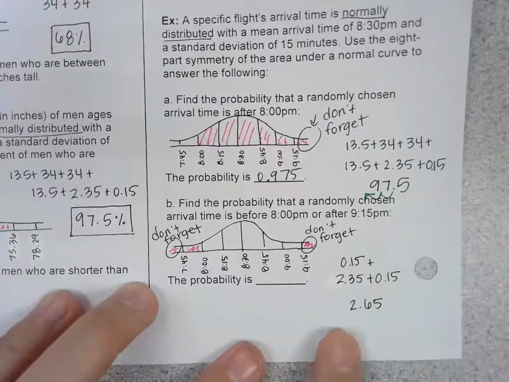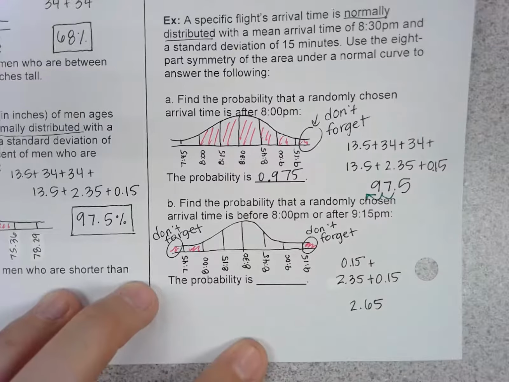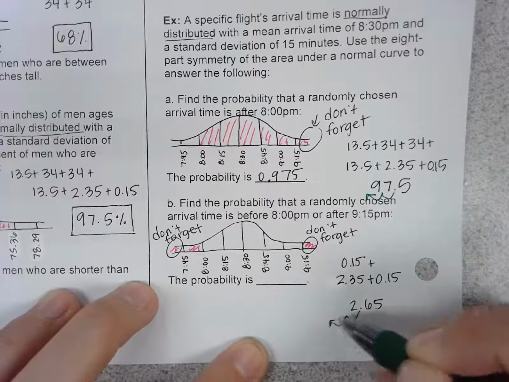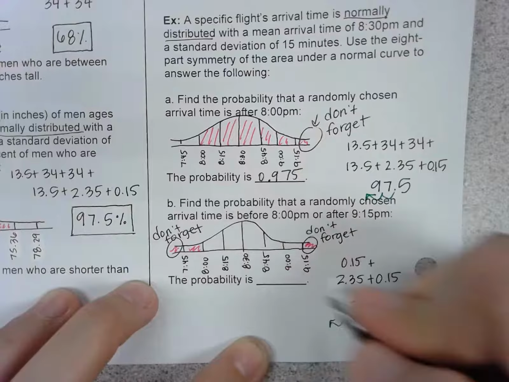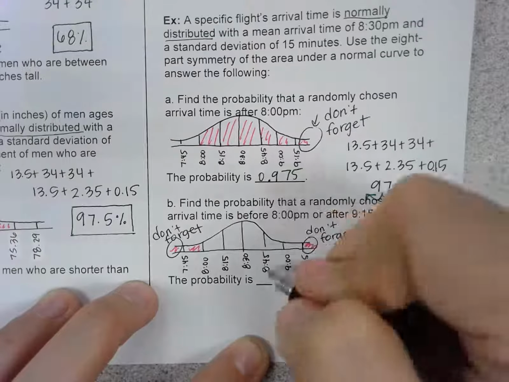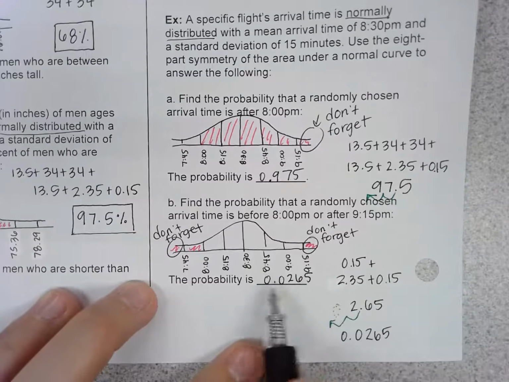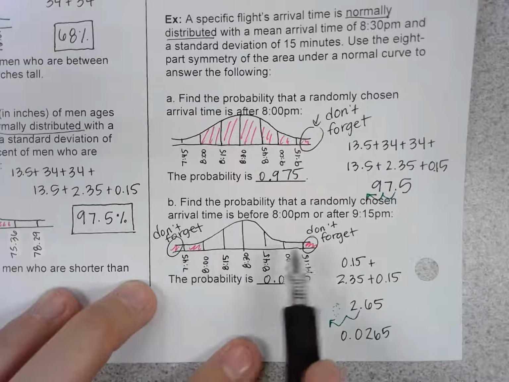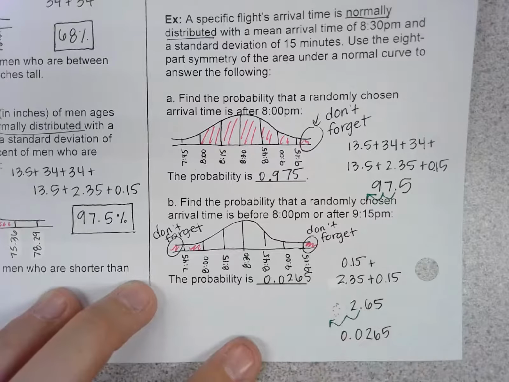If they wanted me to write it as a percent, I would write it as a percent, but the question instructs us to write it as a probability. So I'll move my decimal point 2 places over. I'll fill in a 0 right here where there is not one. And so my probability is going to be 0.0265. It's basically 0. It's super, super small because there's very few ways that a randomly chosen flight would be before this time or after this time.